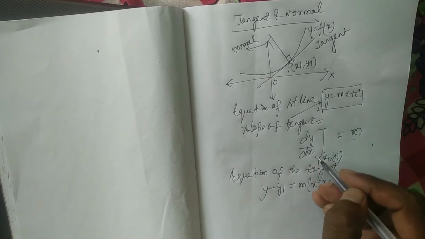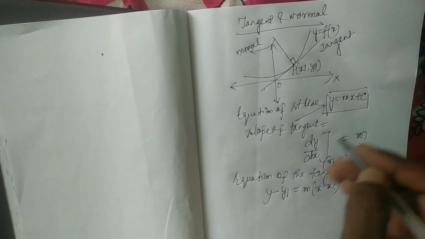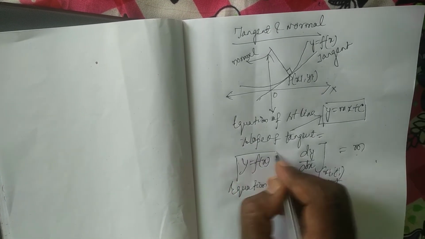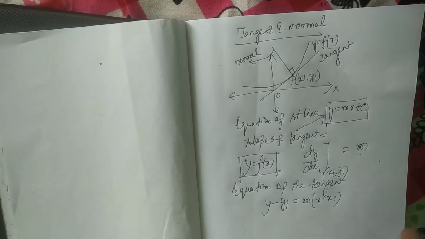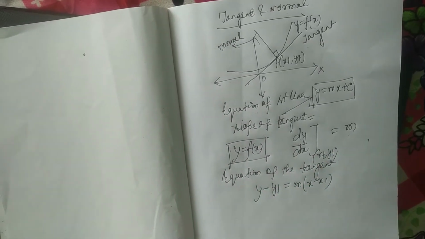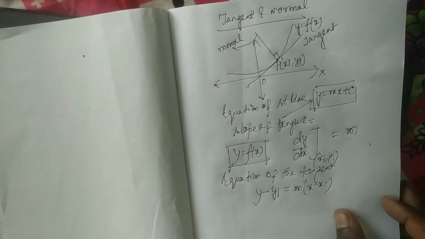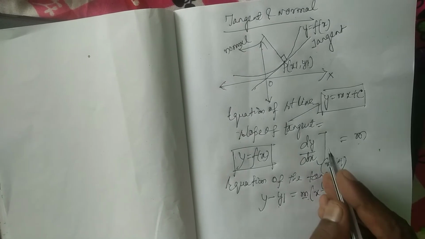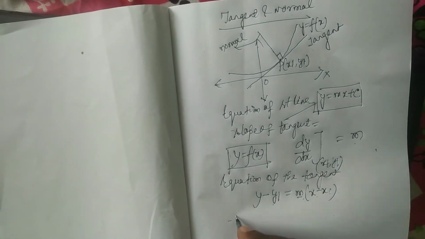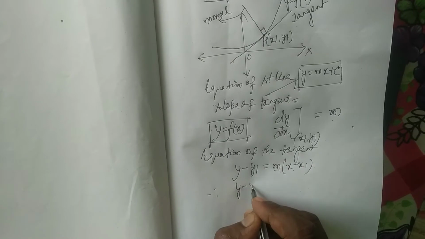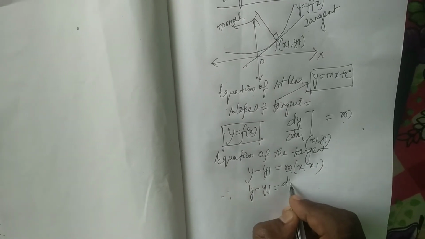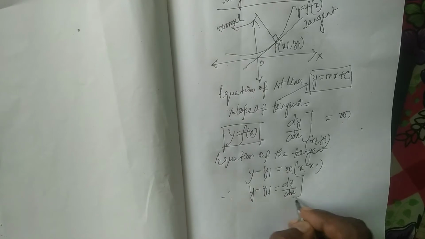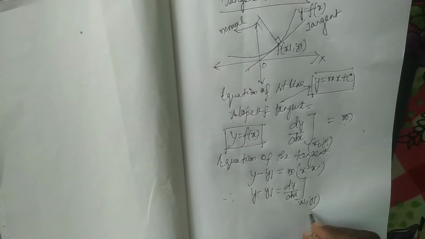So what is m? m is the derivative of y with respect to x for the given function y = f(x). This function is the equation of the curve, y = f(x). So the equation of the tangent is y - y1 = m(x - x1). Instead of using m, we can also use dy/dx at (x1, y1). Therefore, the equation of the tangent will become y - y1 = dy/dx at the point (x1, y1) times (x - x1).